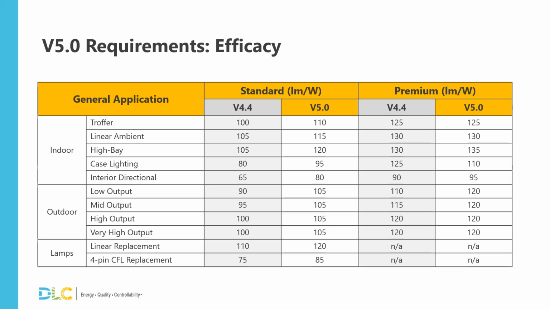Here are the changes for version 5.0 compared to the version 4.4 requirements. This table is in the final policy document on the website, and it will be in the slides that we post, so I'm not going to go over it again line by line, but you can see the premium requirements on the right-hand side of the screen are 15 points higher for each general application. And as we have done in the past, retrofit kit and lamp requirements align with their luminaire counterparts. So that's why they're not explicitly listed here.